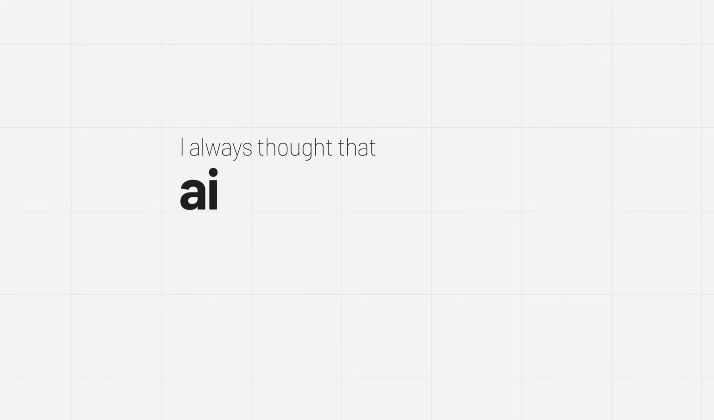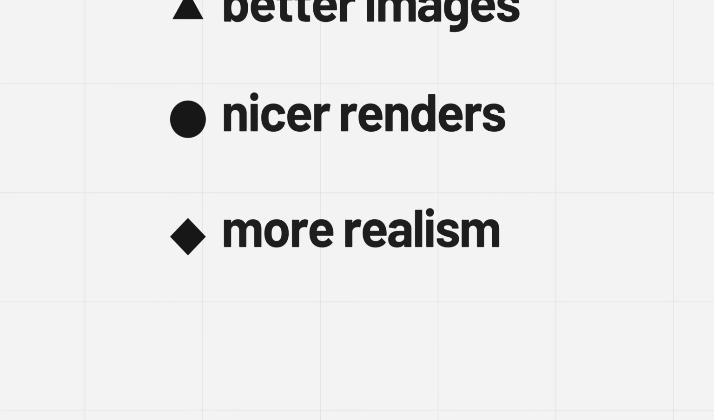So I've been completely rebuilding my ArcViz process using the AI tools inside of D5, and what I found was kind of unexpected, because I always assumed AI in visualization was about better images, nicer renders, more realism, but that's not actually what's happening here.